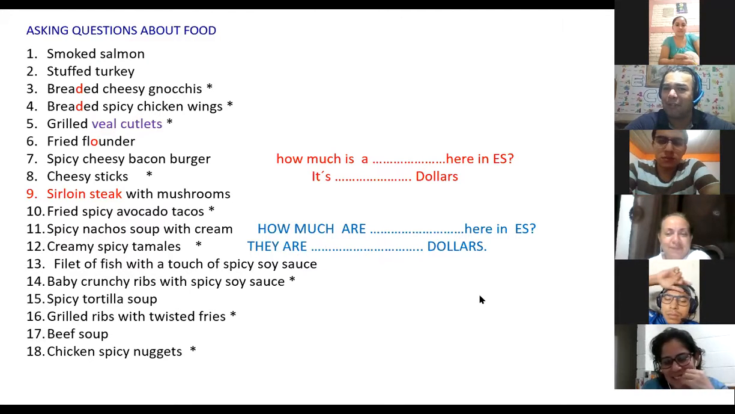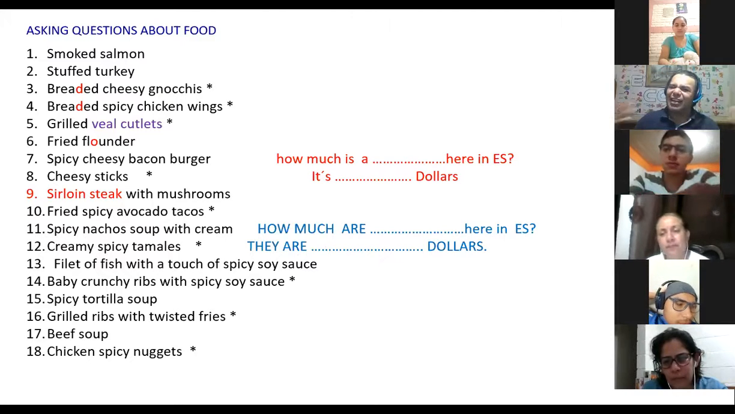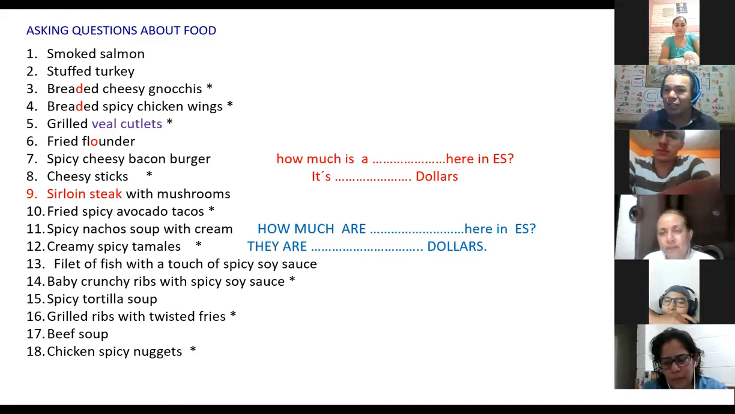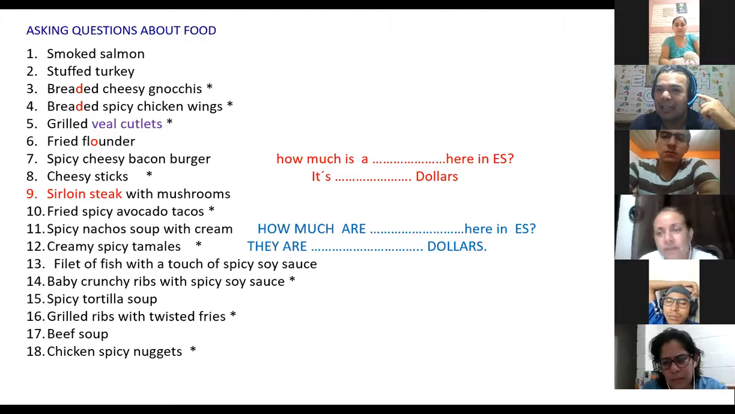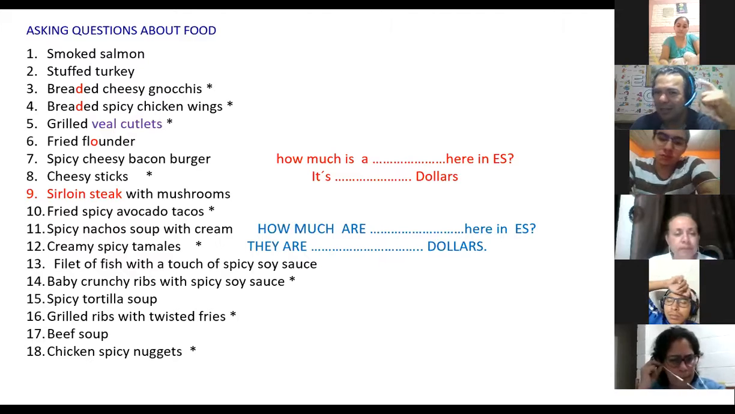Doesn't matter the price. No importa el precio. Lo más importante que estamos practicando en este momento es how much is, how much are. The difference. And then you say, hey, teacher, how can I difference the questions? You need to pay attention. Tienen que poner atención si le dicen how much is. Debo contestar con is. Si escuchan how much are, tengo que contestar they are. Do you understand? Okay. You need to pay attention. Here we go. Rubidia.